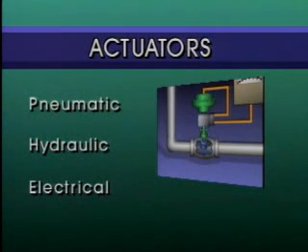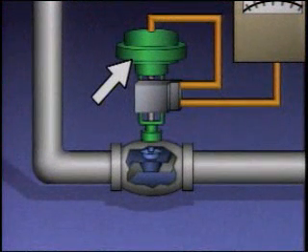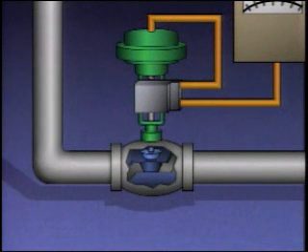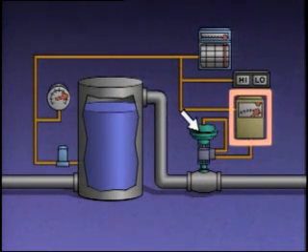Many different actuators can be used with control valves. Three general types are pneumatic, hydraulic, and electrical. The actuator on this control valve is a pneumatically operated diaphragm actuator. This type of actuator is commonly used in many process systems. An actuator is commonly operated by a corrective signal from a controller.